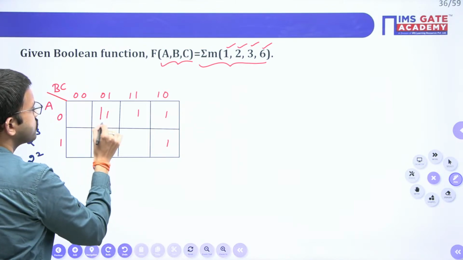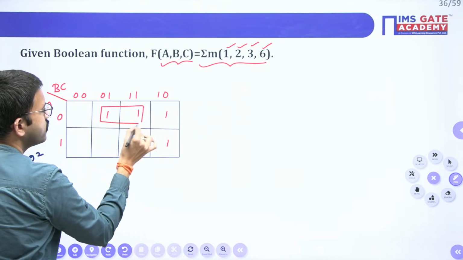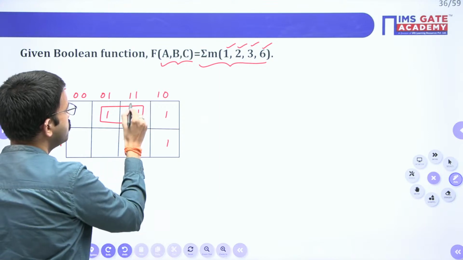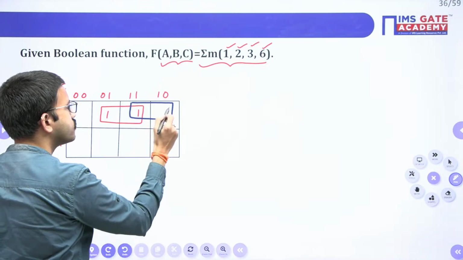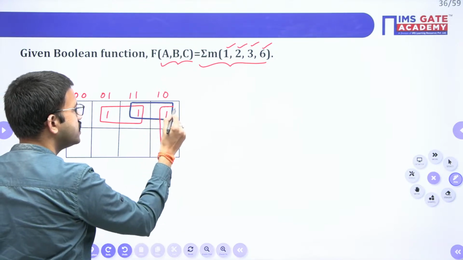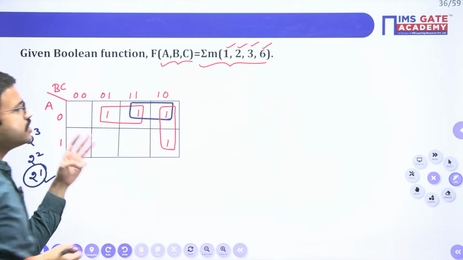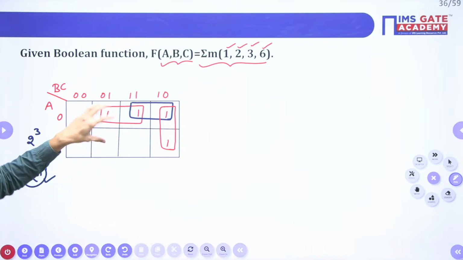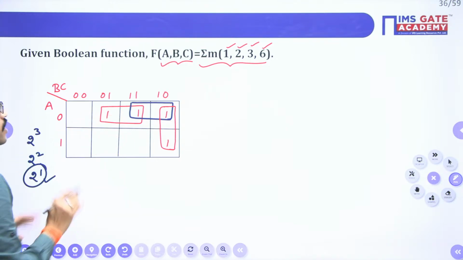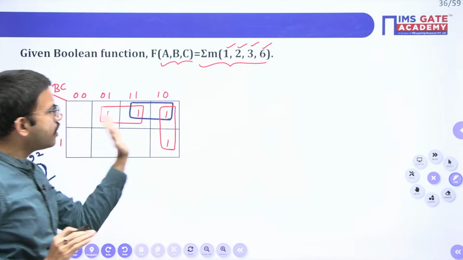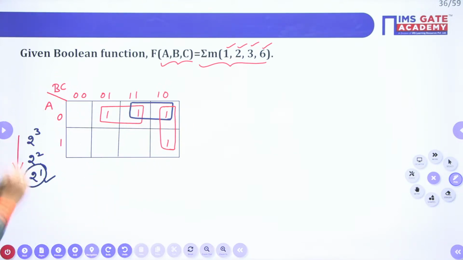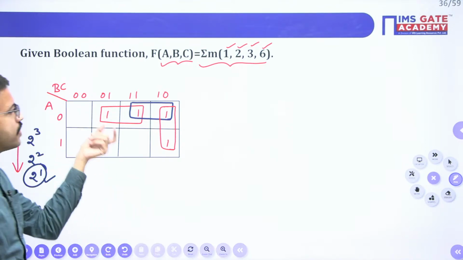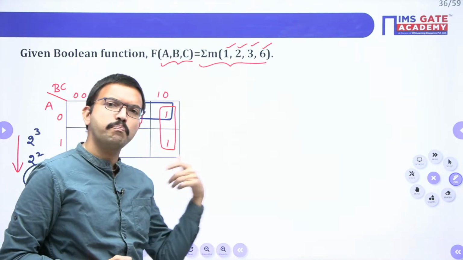Here you can do the grouping of these 2 ones, and you can do grouping of these 2 ones, and you can do the grouping of these 2 ones. So for this given K-map, there are 3 possible groupings of adjacently placed ones. Okay. So you have to do all the possible grouping of adjacently placed ones in decreasing powers of 2. Why are we doing decreasing powers of 2? Because the ultimate aim is what? We want to get the minimized function.